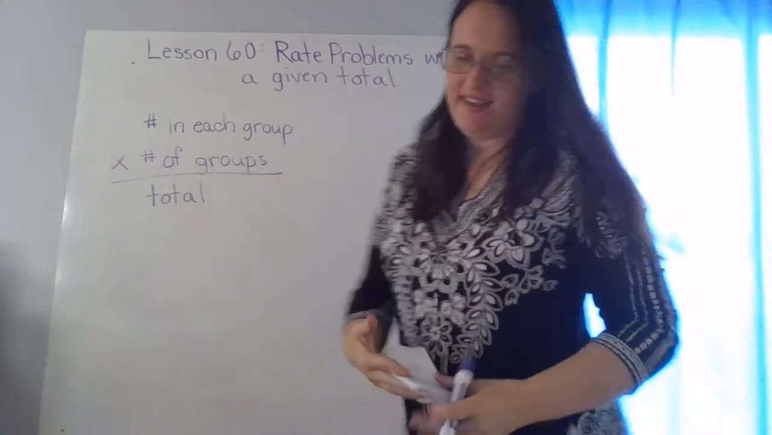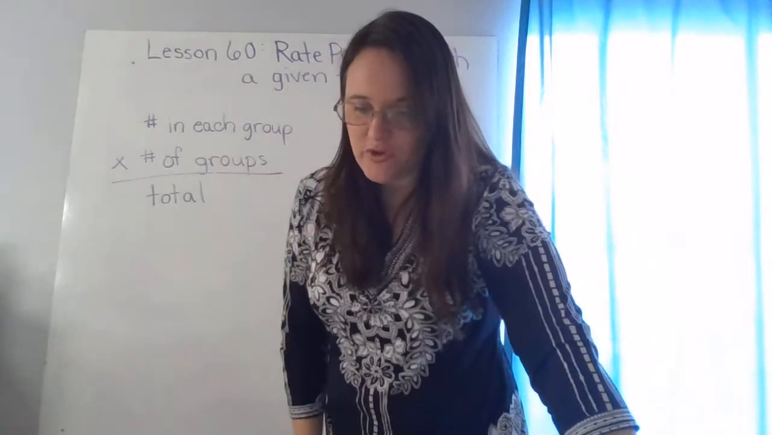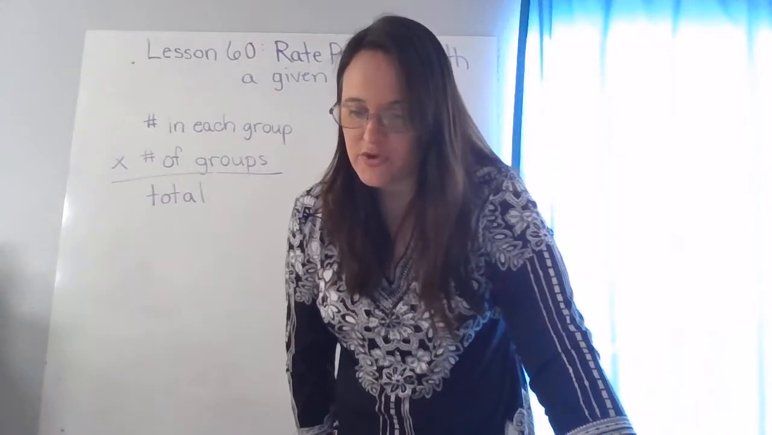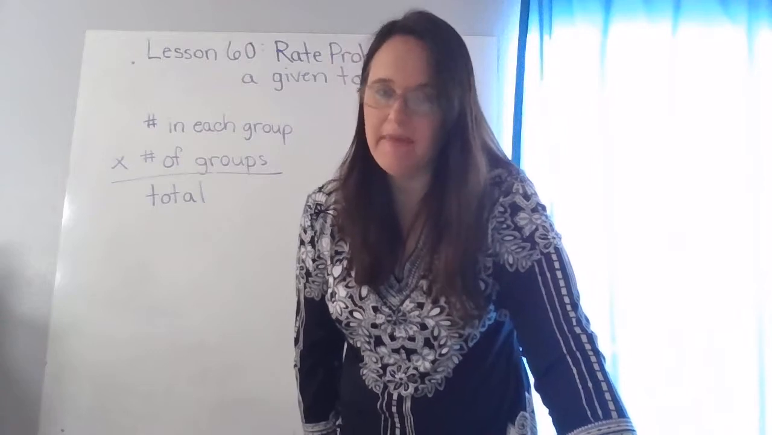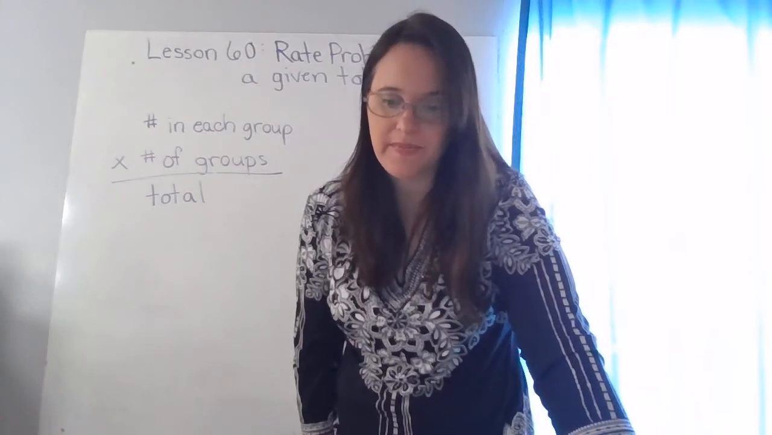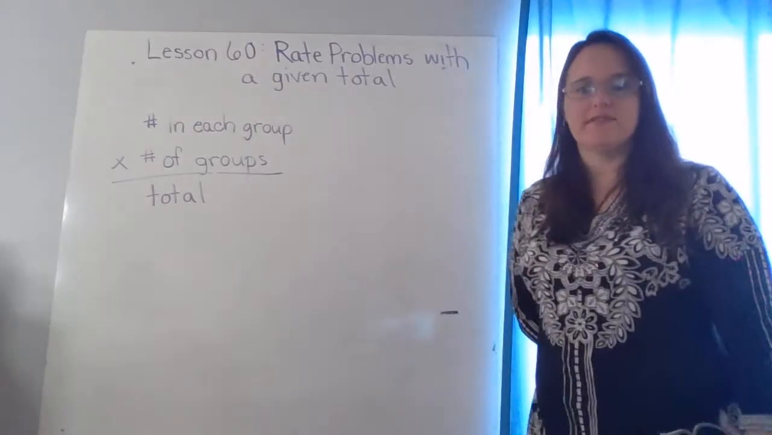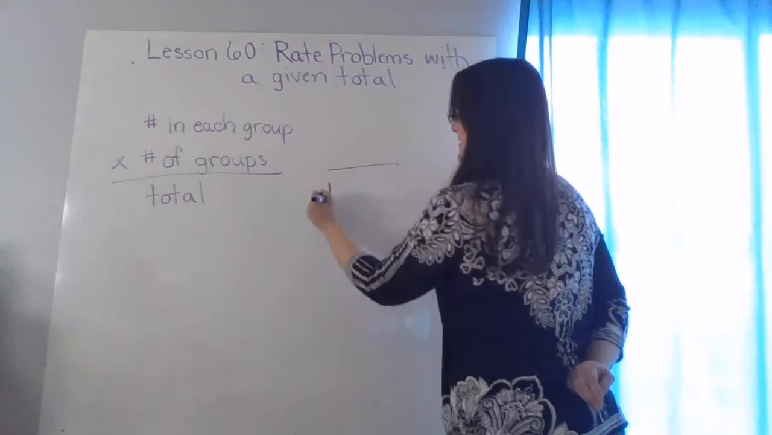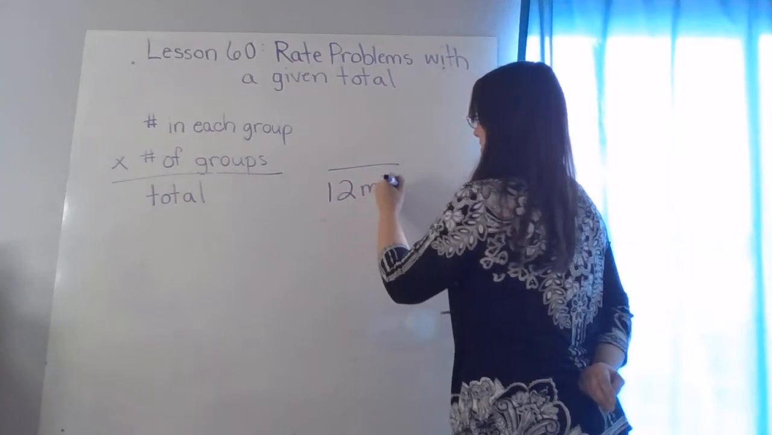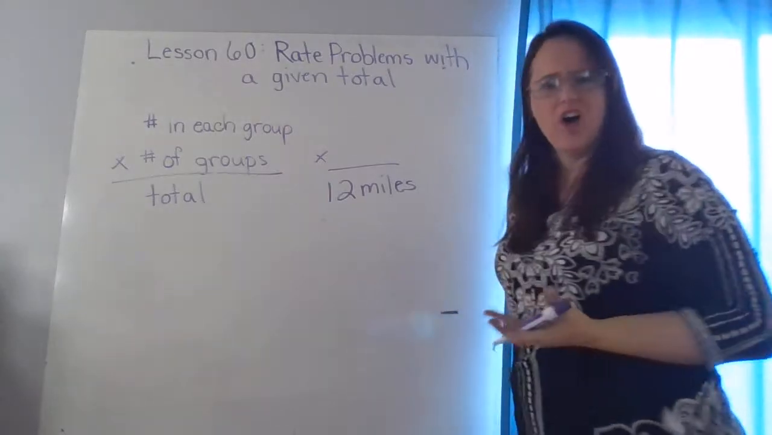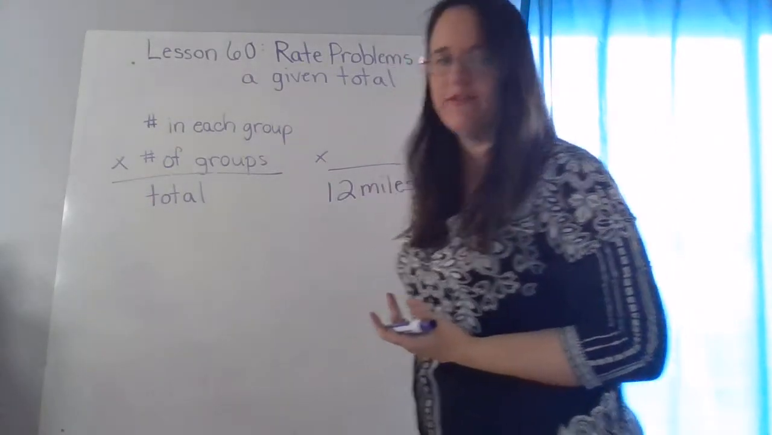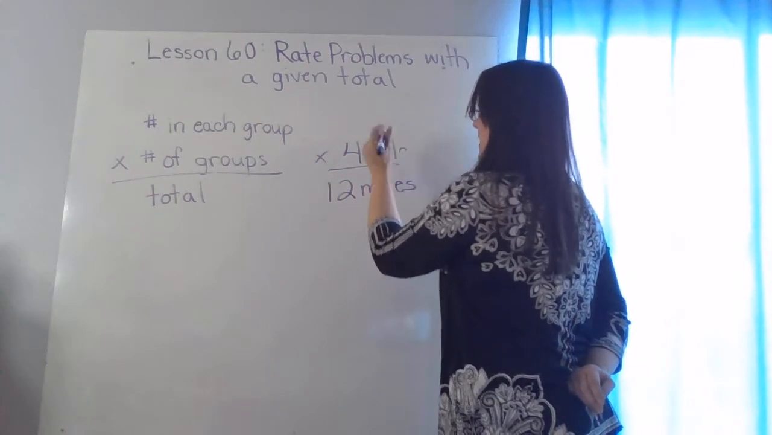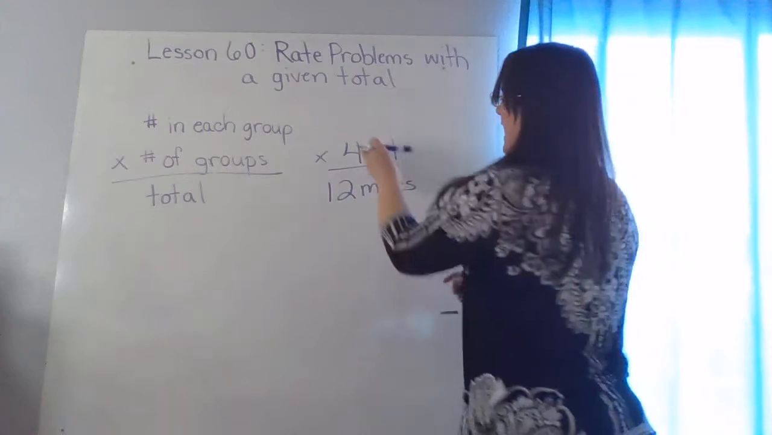All right, problem B. The troop hiked 12 miles in 4 hours. The troops' average rate was how many miles per hour? They hiked 12 miles in 4 hours. So how far did they hike? Total 12 miles. How long did they hike for? They told us that was 4 hours. So that's my number of groups.